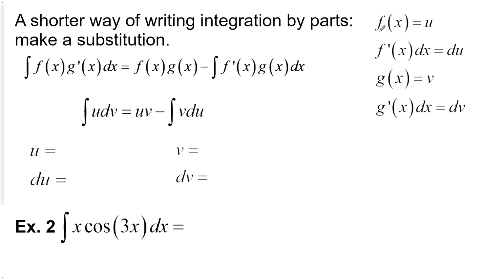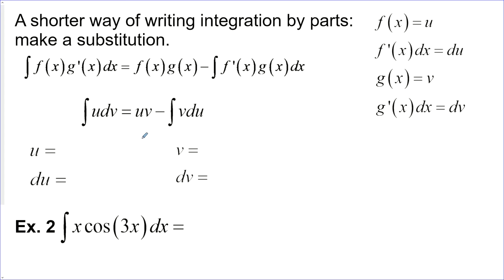We're going to say that f of x is equal to u. We need an f prime here, so we take the derivative of both sides to get f prime of x dx equals du. Okay. We do the same thing with g of x, make it equal to just v. Take the derivative of both sides of that. Now we can take f of x and replace it with u. We can take g prime of x dx and just replace it with a dv. And make all the rest of these substitutions and turn our integration by parts formula into this.